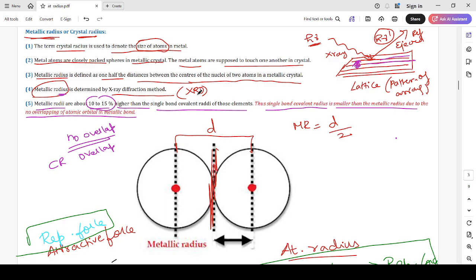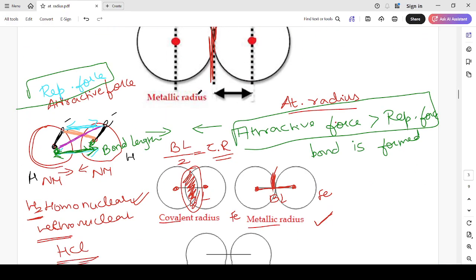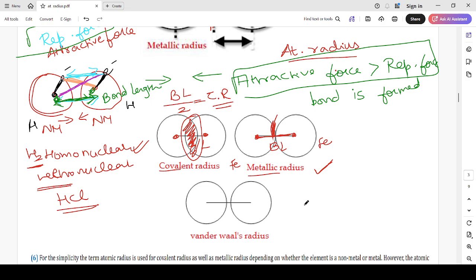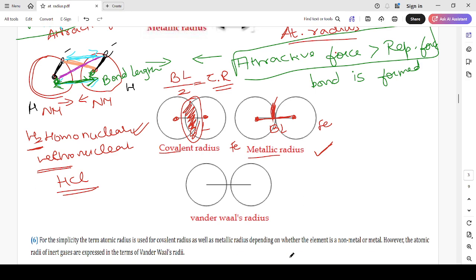Right. Now the third type of radius. We are discussing the last type of radius called van der Waals radius. Look at the difference here. In covalent, they've overlapped. In metallic, they managed to come very close with each other. In van der Waals, can you see they are distant apart? Yes. So shall I say van der Waals radius will be larger than metallic radius, which will be larger than covalent radius? Yes, ma'am.